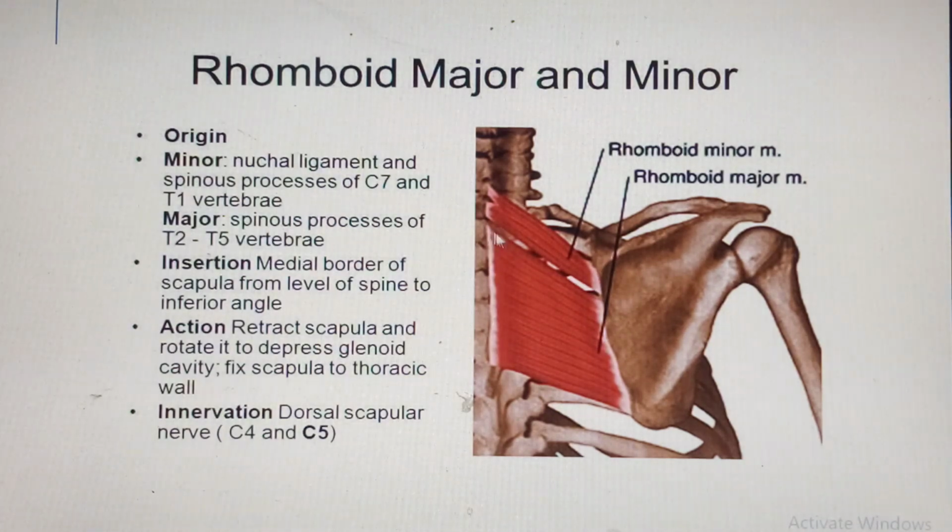Then taking attachment from T2, because the minor started from C7 and T1, from T2 all the way to T5, taking origin from the spinous processes, is the rhomboideus major. It inserts on the majority of that area of the medial border of the scapula dorsally. That's the insertion point. Get to know that the dorsal scapular nerve's root value is C5, not C4, C5.